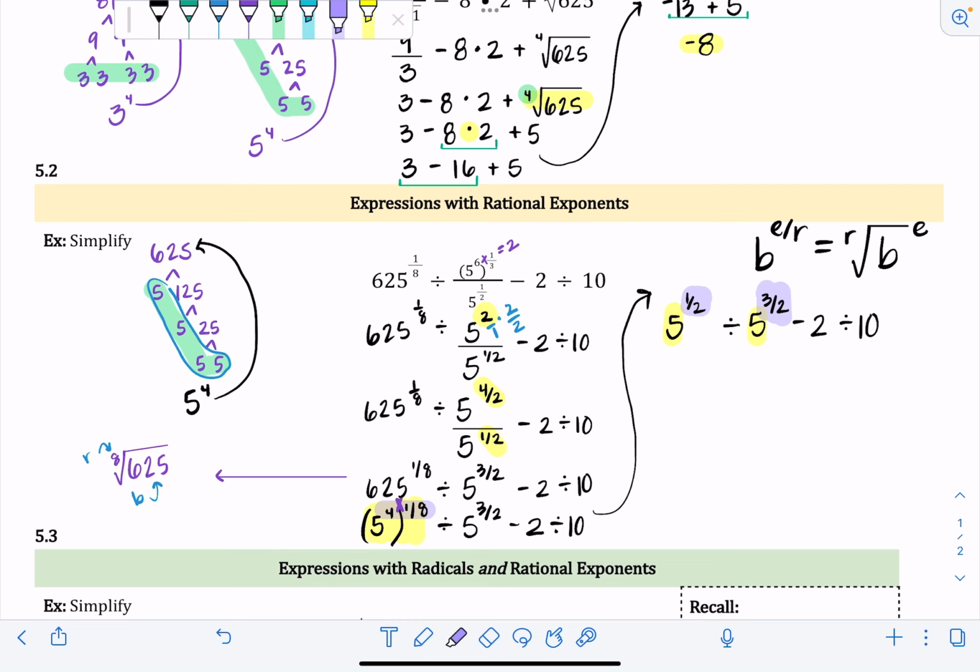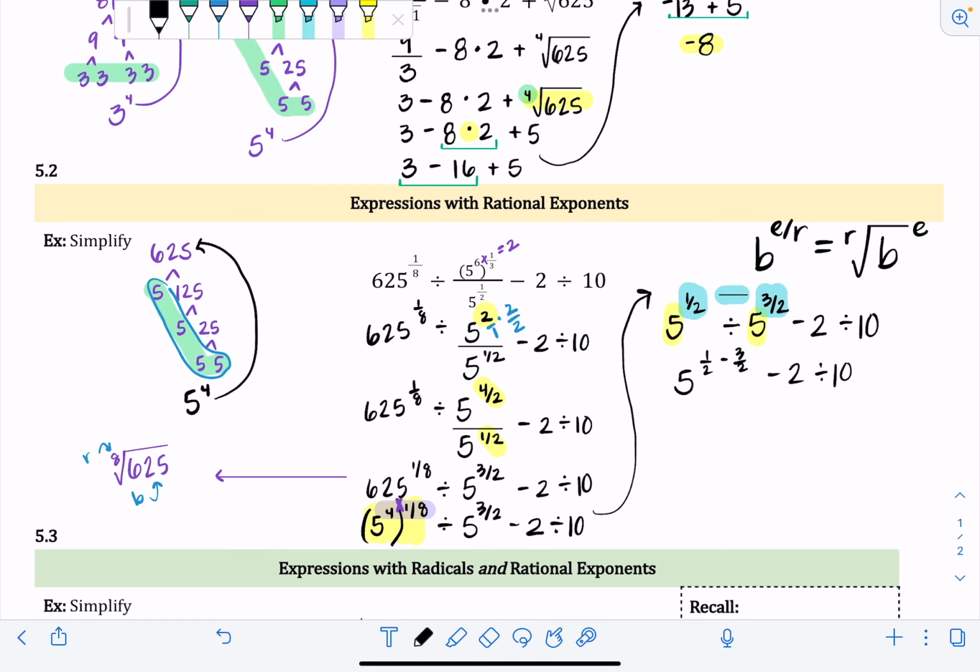And then now, like I said, same base, the 5 and the 5. So we're going to subtract the exponents. That's my really long subtraction symbol. Okay, so 5, and then it'll be 1/2 minus 3/2. So 1/2 minus 3/2, minus 2 divided by 10.